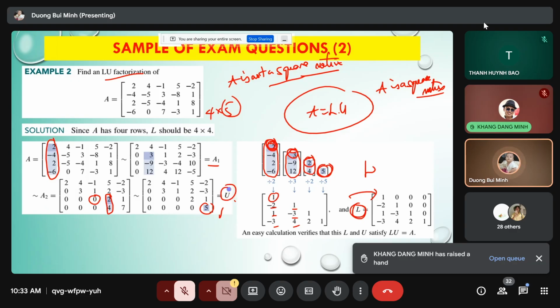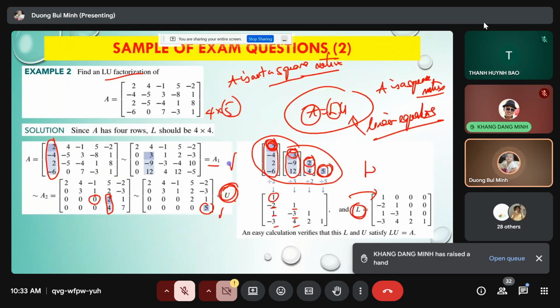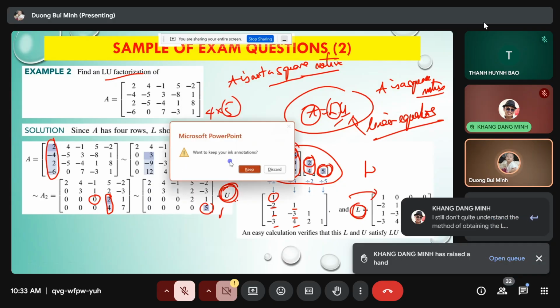Or as I mentioned before, if you get U, you can get L based on linear equations. So if you don't want to follow these steps, that's okay. We just apply Gaussian elimination, you get U. After you get U, we solve linear equations, you can get L. This is the easiest way, and we don't need to remember some steps here. So it's up to you.